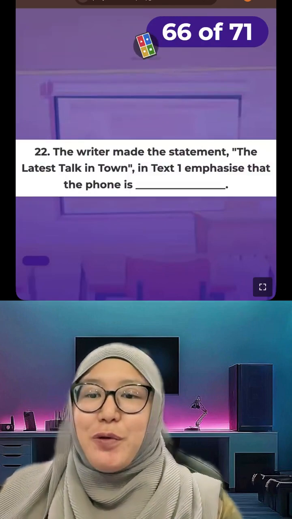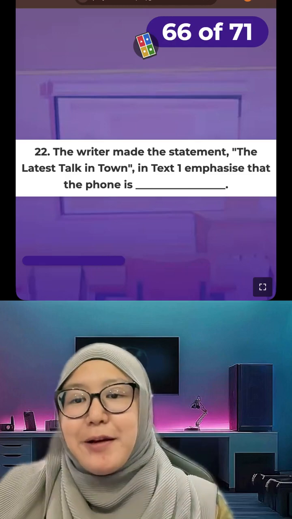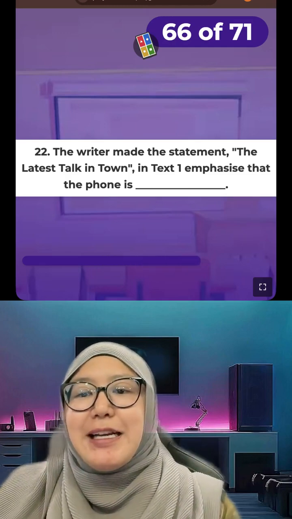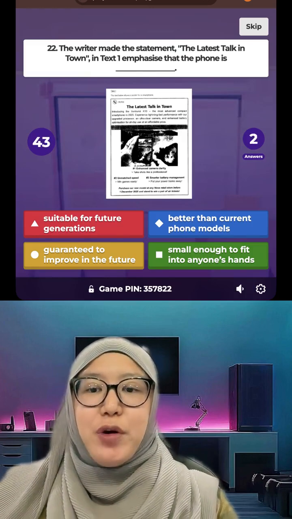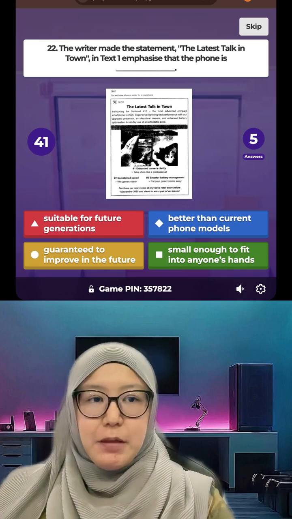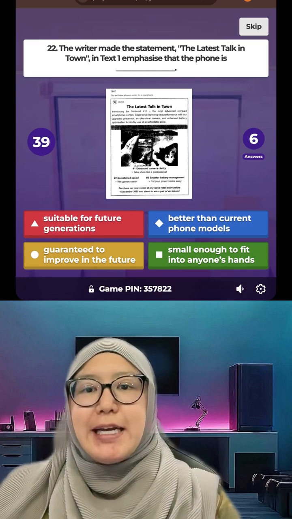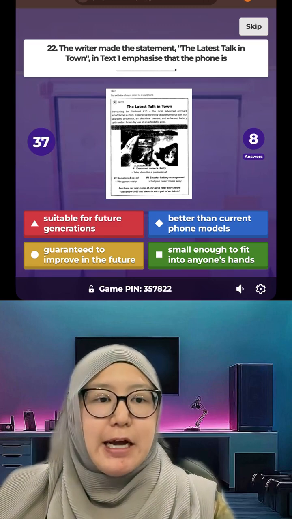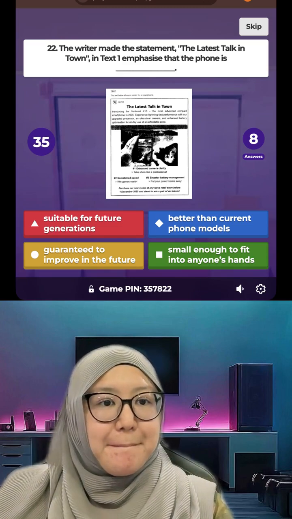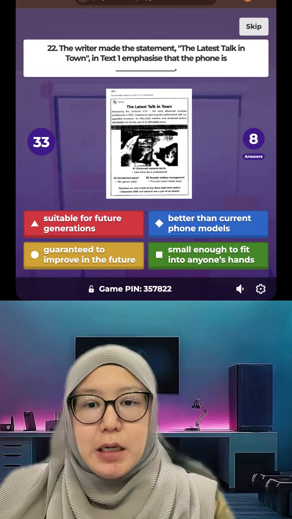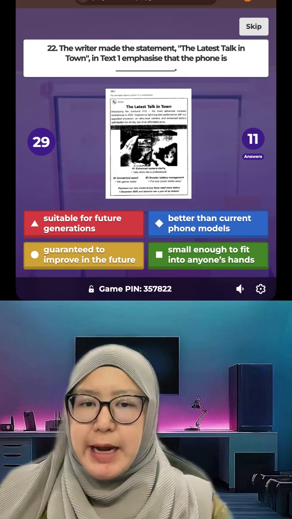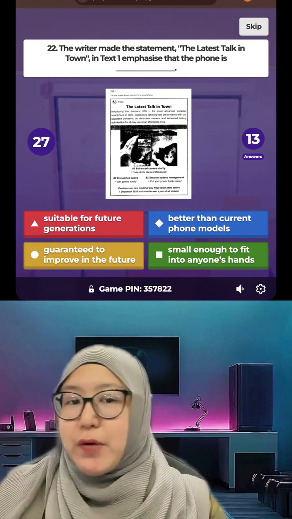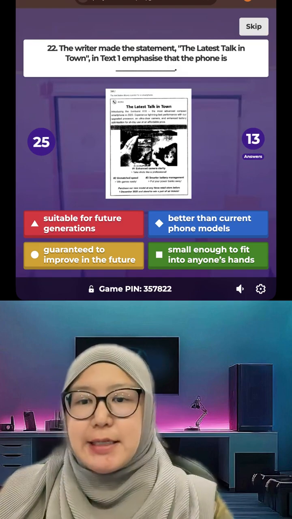Question number 2. We have 5 questions. The writer made the statement, the latest stock in town in text 1, which emphasized that the phone is what? Why is it the latest stock in town? Is it because it is small enough to fit into anyone's hand? No, right? So green is definitely not the answer.